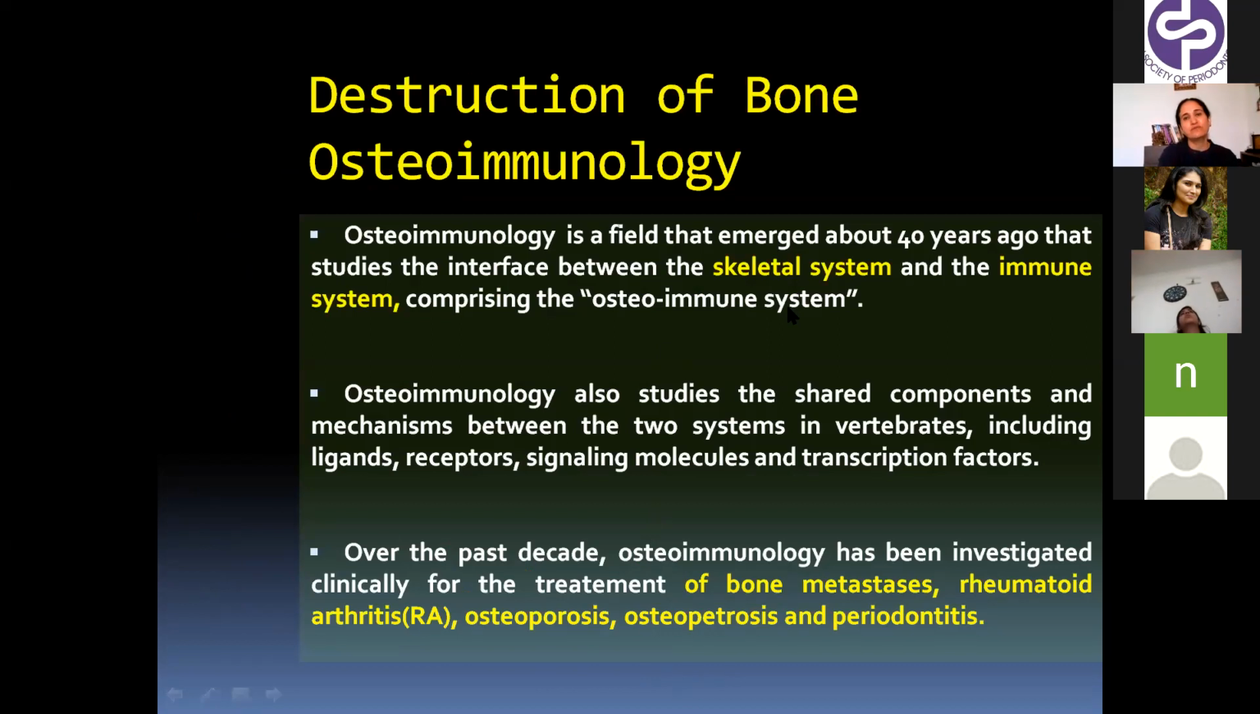It's a field which has emerged about 40 years ago. Earlier, we used to say, as Dr. Ganesh Puthu also said, that bone destruction in periodontitis is basically a degenerative process. But now we know that it's an active process where osteoclasts and osteoblasts take care of the formation and the degradation or resorption of the bone. Osteoimmunity has been investigated in different types of bone metastasis, rheumatoid arthritis, and periodontitis also.